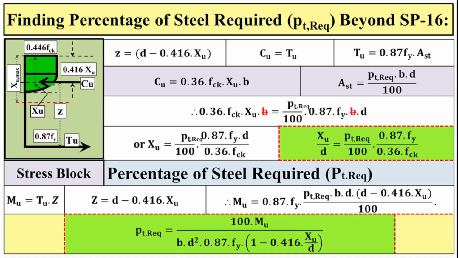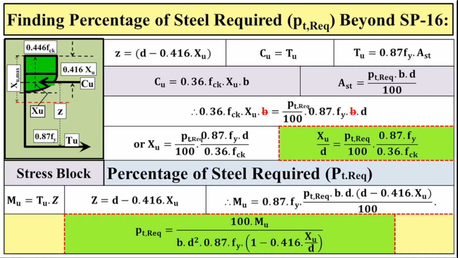0.36 FCK into XU into B equals 0.87 Fy into PT required into B into D by 100. From this, the ratio XU by D is expressed as XU by D equals PT required into 0.87 Fy by 100 into 0.36 FCK.